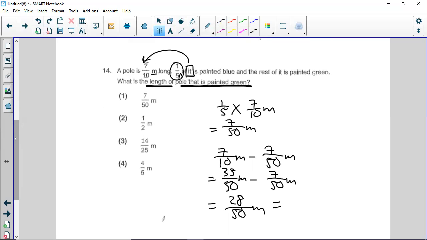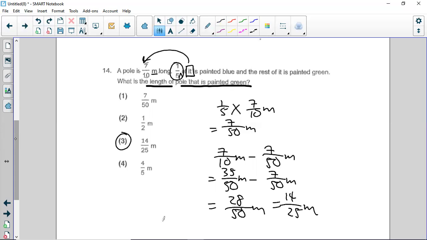So 28 divided by 2 and 50 divided by 2. And what is the length of the pole that is painted green, which is 14/25 meter. So answer number 3. Okay, so by now you should be very expert already, right? That you know that you cannot minus the fractions because they are different. Okay, they are not the same.